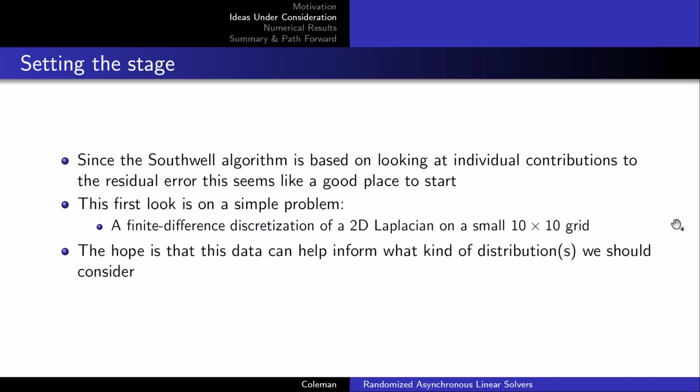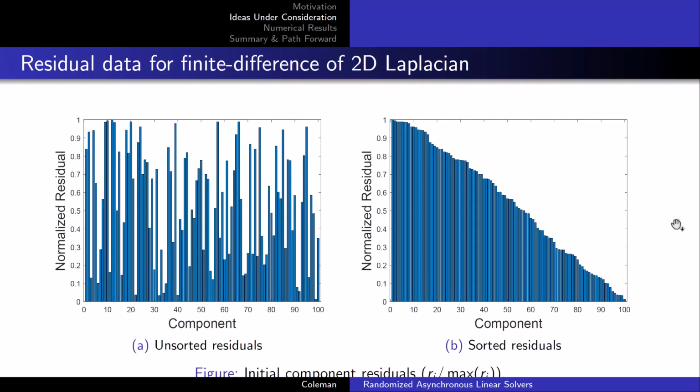So the first thing we did was look at a very simple matrix that comes from a finite difference discretization of a 2D Laplacian on a small grid. This isn't a representative problem of anything I'd want to solve at scale necessarily, but it's in the family, and it hopefully was going to give us some insight into how we should be forming these distributions. On the left, we have unsorted residuals, just normalized against the largest local residual, and it looks a lot like noise. But when you sort them from highest to lowest on the right, you see that there is some order.